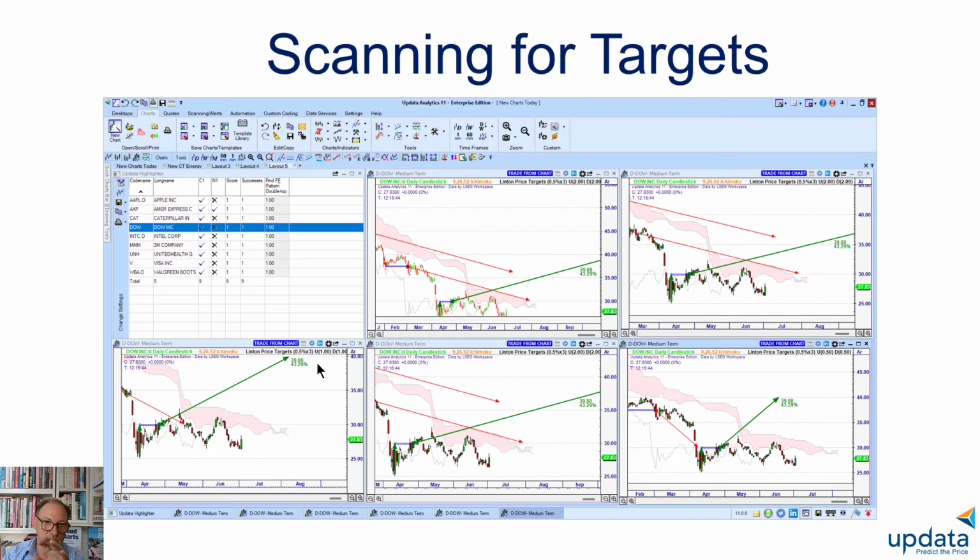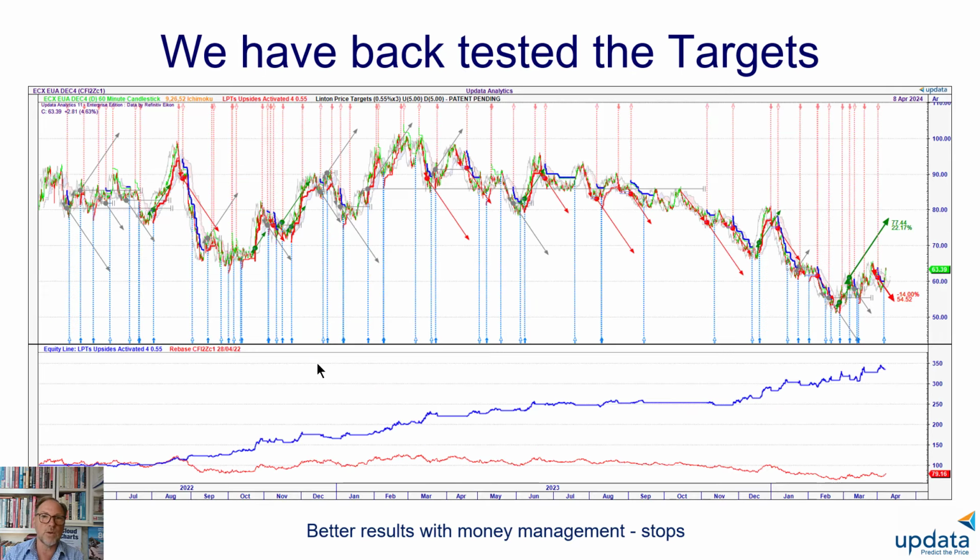In Updata, you can scan for targets. It's much more powerful, and we have done a lot of back testing of these. So anyone who wants to talk about back testing, we've done a lot of work on that. And what you'll find is that the money management tools of using optimized stops with the targets produces the best sort of equity curve. So that's another factor.